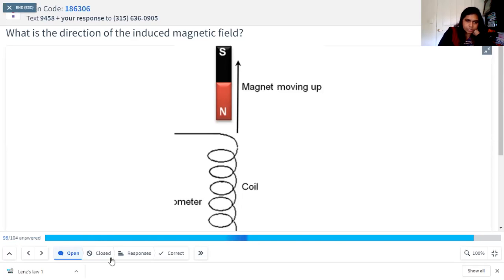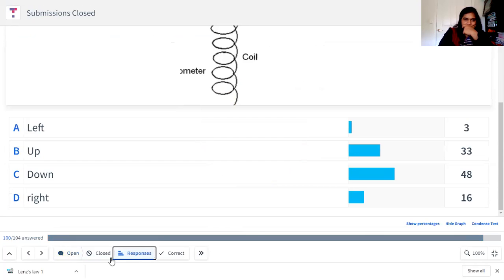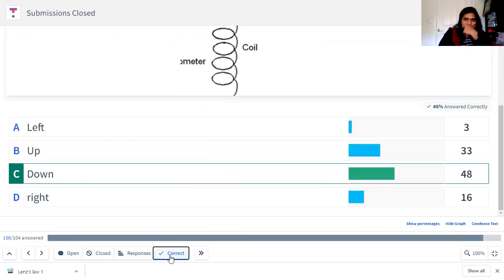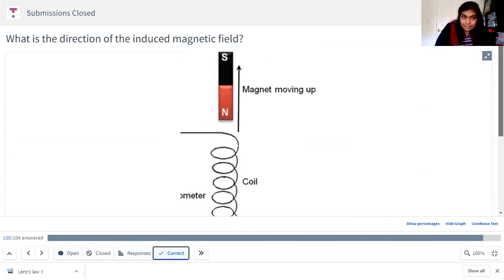Okay, so let's look at your responses. Okay, now there's quite a variation here. Okay, so first read the question. So it's asking what is the direction of the induced magnetic field?